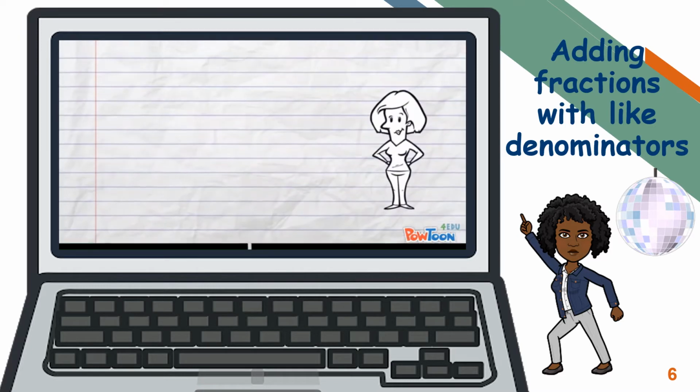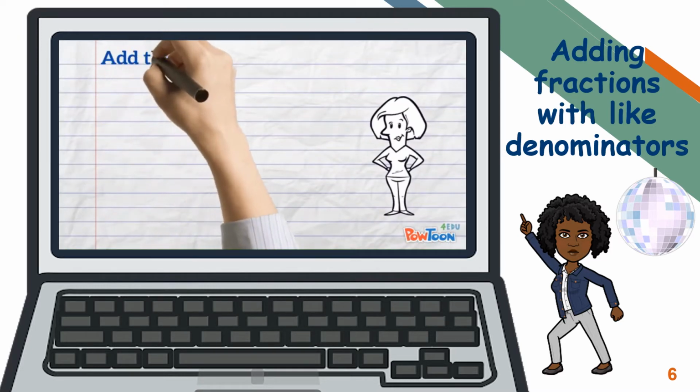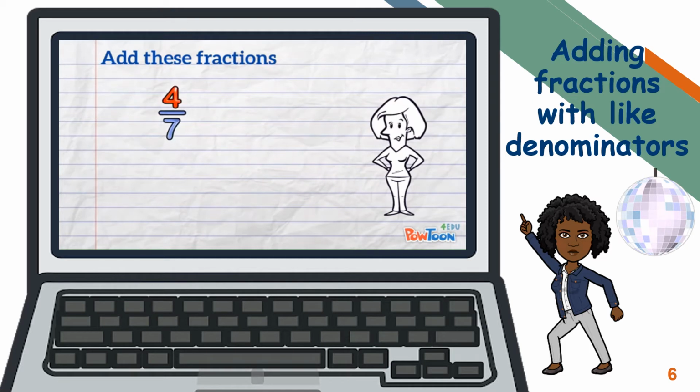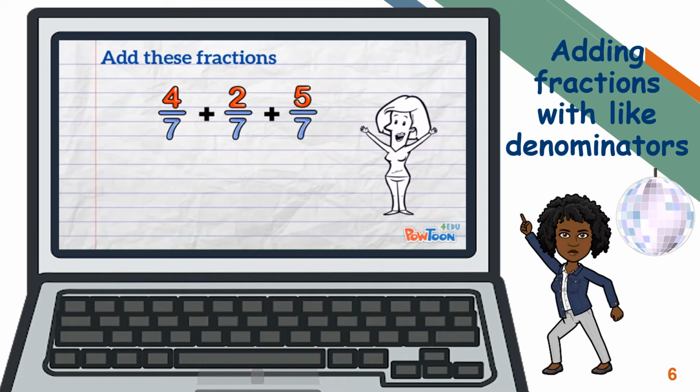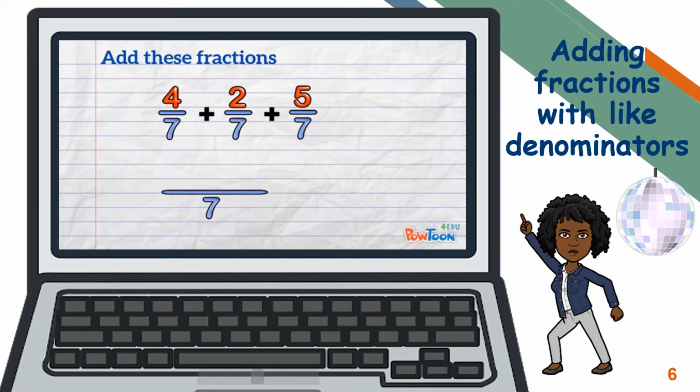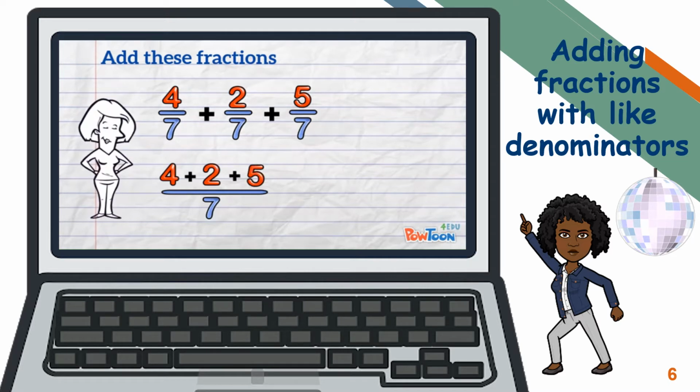And you may be asked to add more than 2 fractions together, like this. 4/7 plus 2/7 plus 5/7. Here's a quick way of laying this out so you don't make any mistakes. And I use this myself all the time. I have a common denominator of 7, so I know my answer will be something over 7. I'm going to extend the fraction bar. Then I write in my numerators over the top. 4 plus 2 plus 5. This strategy is designed to make sure students don't make the mistake of accidentally adding denominators.